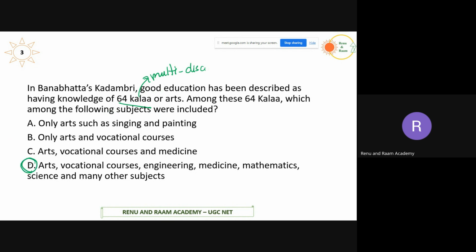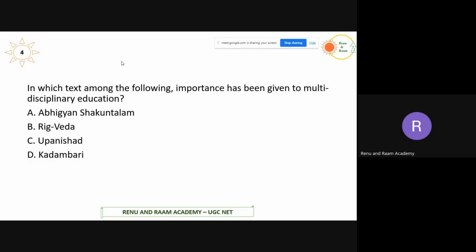This question was asked in the 2021 examination, and various shifts were conducted in 2021, and in each shift there is some question relevant to Banabhatta's Kadambari. There are three questions actually. The second question, if you see, is similar to this one. The question here is which of the texts gives importance to multidisciplinary education. We have just seen this Kadambari has 64 items or kalas, which comprise various fields of education. So the answer is D, Kadambari.